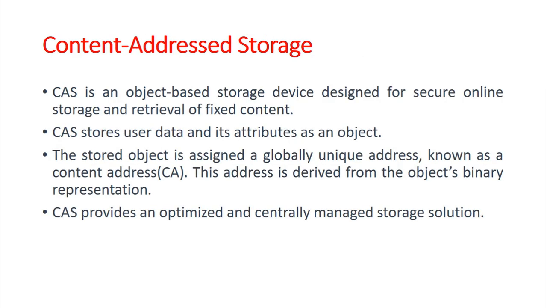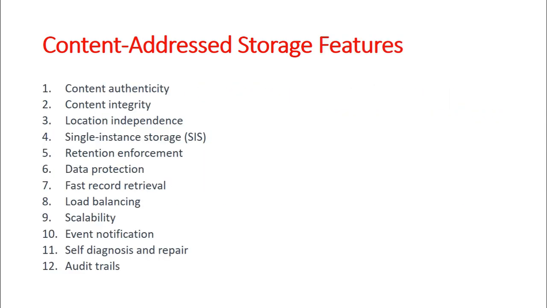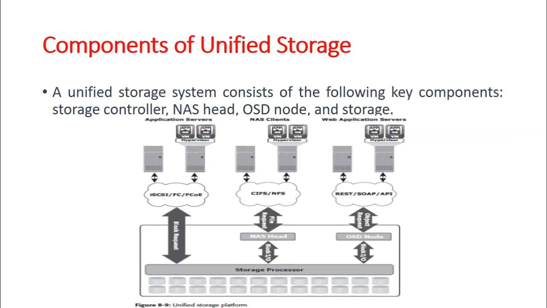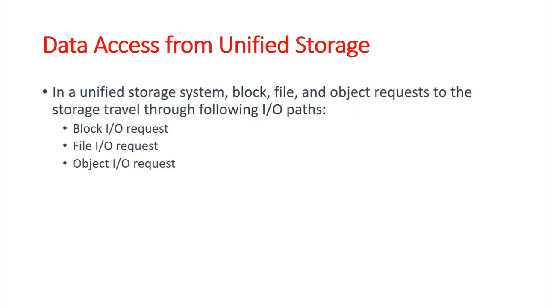Then we moved on to something called CAS, or content addressed storage. We saw what content addressed storage is, and the features that are offered by content addressed storage. Then at the end, we discussed what unified storage is and the different ways in which the data can be accessed in the unified storage.